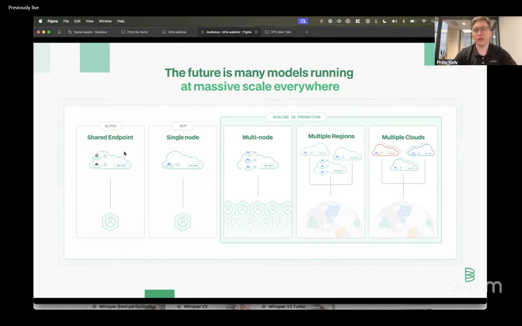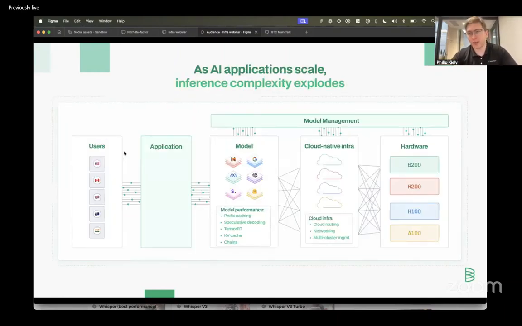And then eventually across multiple clouds so that you can do a bunch of these cost optimization strategies that we've talked about today. The problem is this is really complicated. So, as your users are coming into your application, you've got a model performance problem in terms of making sure that you have all of these different optimizations implemented. You have infrastructure problems around routing, networking, multi-cluster management, as well as hardware issues, like how are you able to select and provision the hardware you need?